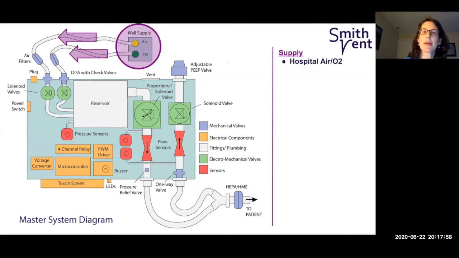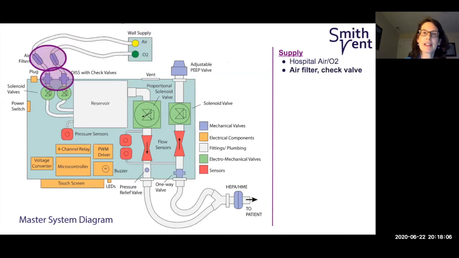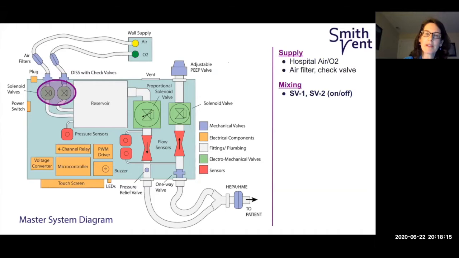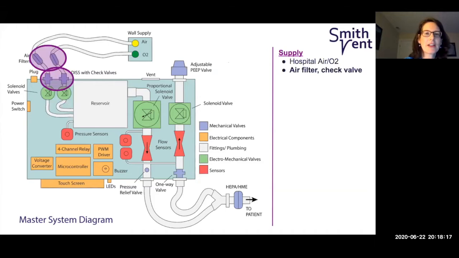So we started with compressed air and oxygen supply at the hospital wall, which is pressurized to about 50 pounds per square inch. The air and the oxygen lines both have inline air filters, and there's a set of one-way check valves to prevent reverse flow. The back wall of the ventilator has disc fittings that ensure the two lines can only attach to their intended ports and not accidentally be reversed.